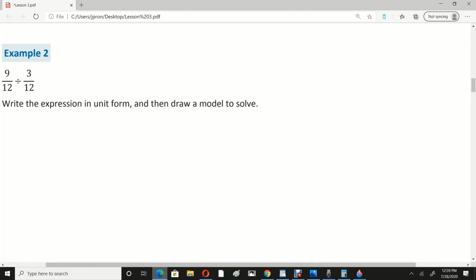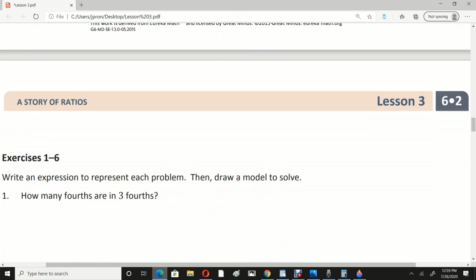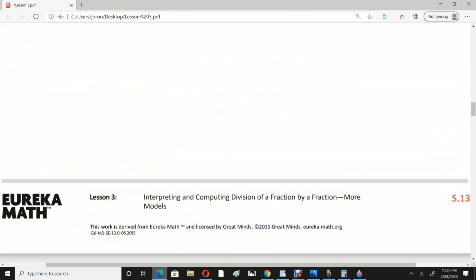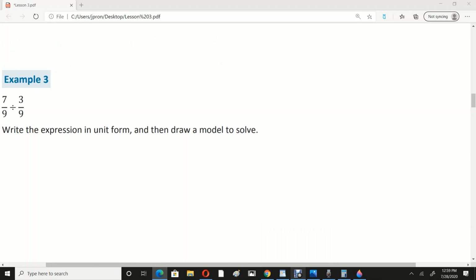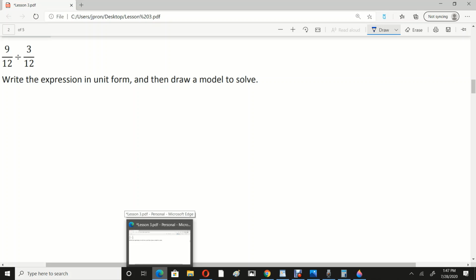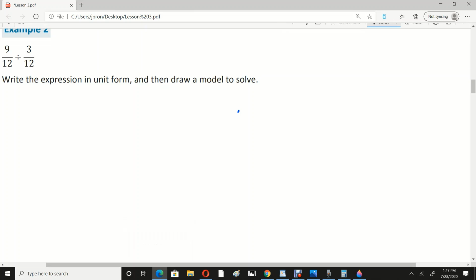And I'm going to give you some time to work through examples 2 and 3 independently. Let's go. You got some time on the clock. All right, we're back. So y'all have seen in example 1 how to work some problems like this. So examples 2 and 3 are very similar. We're dividing fractions with common denominators. Here you can see the denominators in both of these are 12.